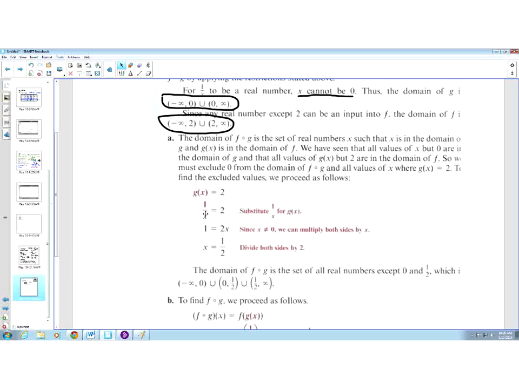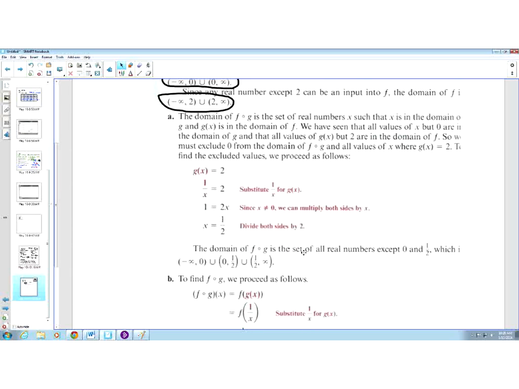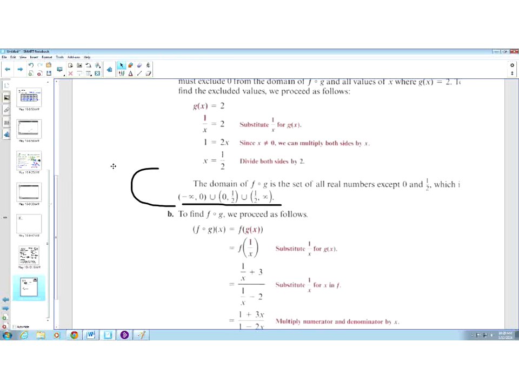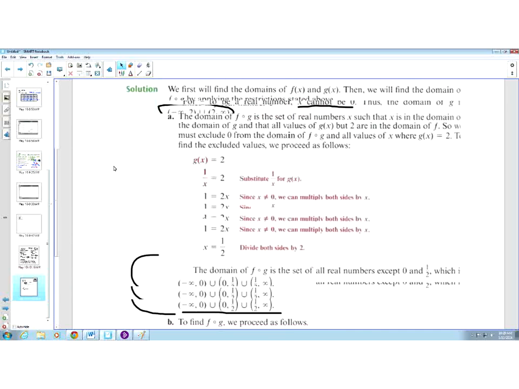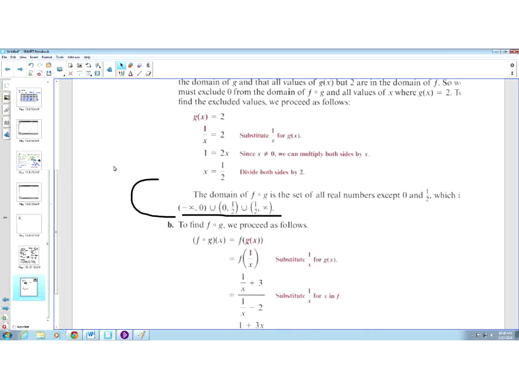So where does g of x equal 2? Well, g of x is 1 over x, so 1 over x is equal to 2, so x is equal to 1/2. Here's the key point: the domain of the composition is the set of all real numbers except 0 and 1/2. Written in interval notation, it looks like this. Then this technical note goes on to show you the composition of the two functions, and we've done an example of that already. So this is a kind of advanced example of analyzing domains of compositions of functions.